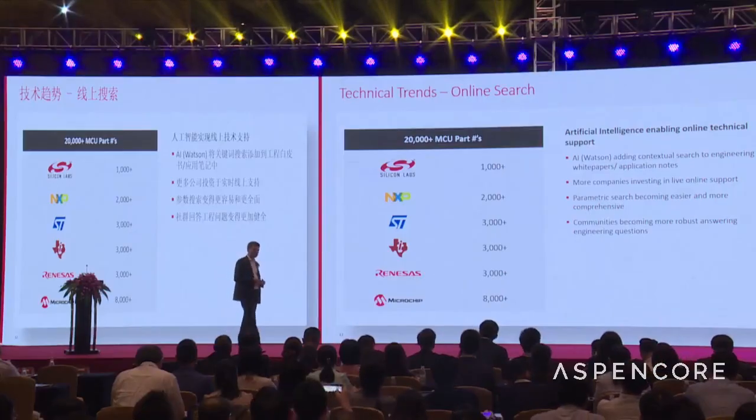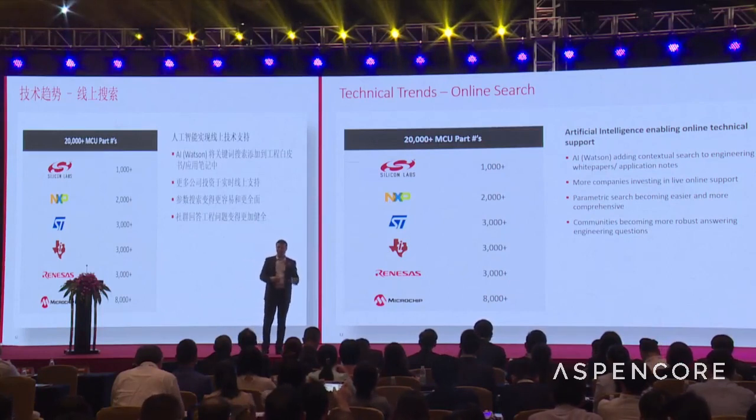But what's happening now is you have a lot of search engines. You have IBM's Watson and other AI, artificial intelligence online tools, creating more contextual search, meaning you don't have a Baidu where you type in a word and it just looks for the word. You actually have a contextual search. You ask it a question, it tells you an answer.